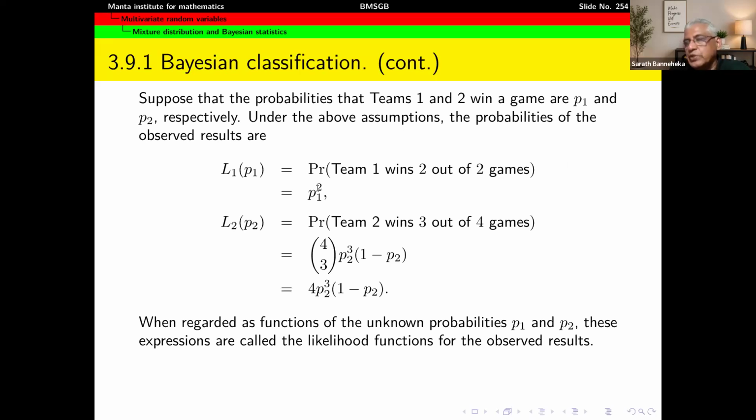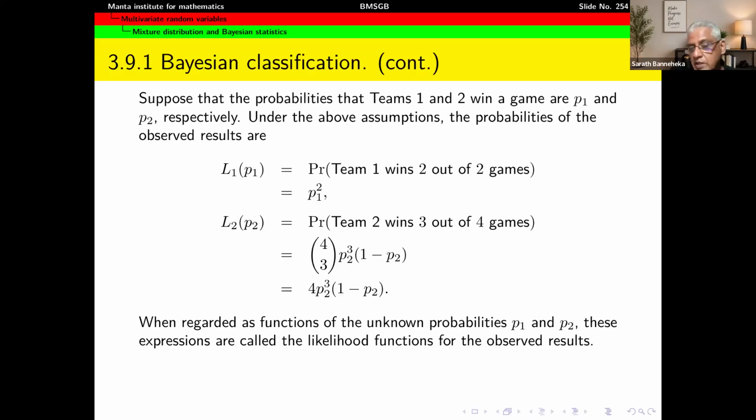So that's called the likelihood function. That's why we denote them by L here. This expression we denote by L1(P1) because it's a function of P1, and this is L2(P2). Of course, they are two different functions. L usually denotes the likelihood, but they are not the same likelihood, so I use L1 and L2 to denote the two functions. When regarded as functions of the unknown probabilities P1 and P2, these expressions are called the likelihood functions for the observed results.